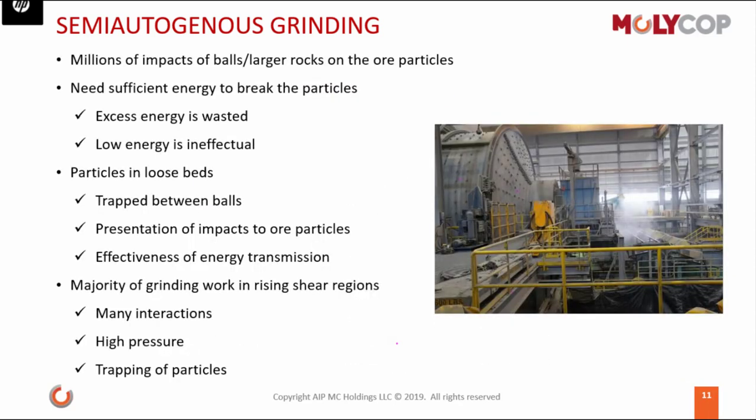So in semi-autogenous grinding, you are going to have millions of impacts from the larger balls and larger rocks on the ore particles. You are going to need energy to break the particles, but you can have an excess of energy, and this energy is going to be wasted. For example, when a large ball is going to hit a small rock, you are going to have an excess of energy. In another case, you are going to have a low energy and it's not efficient. For example, when a small ball is going to hit a big rock, the energy is not going to be enough for breaking the rock.